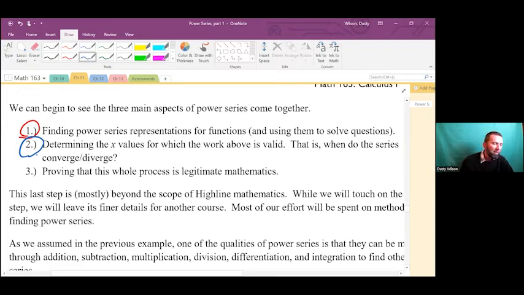And then finally, we've got to prove that all this stuff is legitimate mathematics. This last step is mostly beyond the scope of Highline math. We're going to touch on it a little bit, but we will probably leave the finer details to another class, possibly a class well beyond Highline. So most of our effort is really going to be spent on these first two steps, finding that power series representation and determining the x values for which the work is valid.